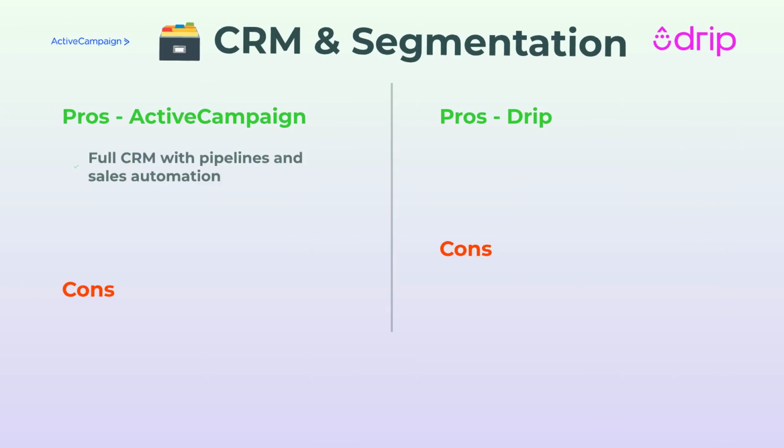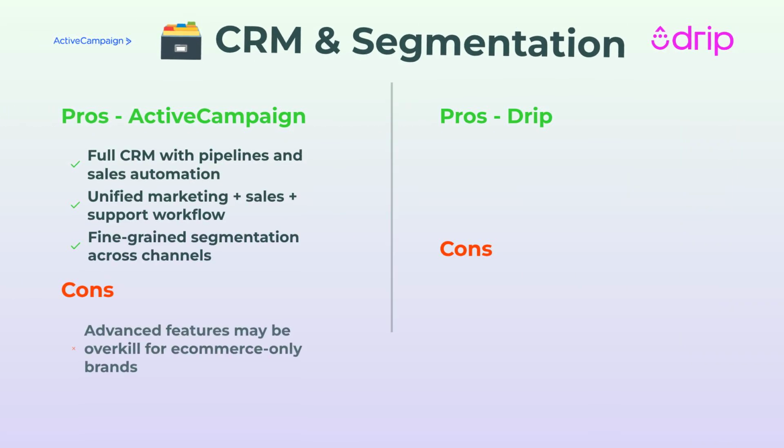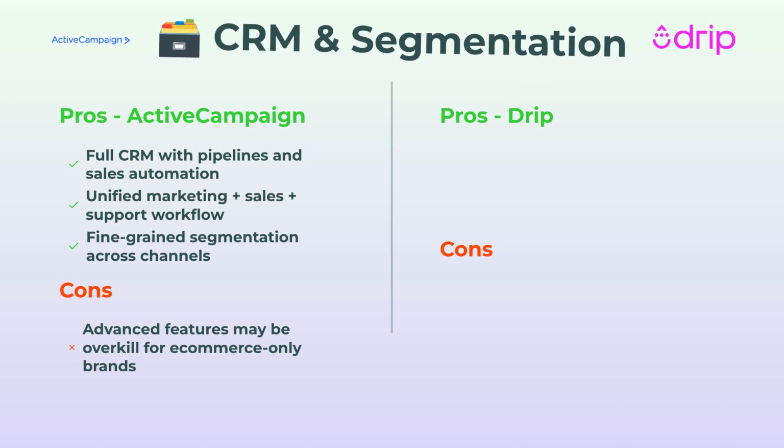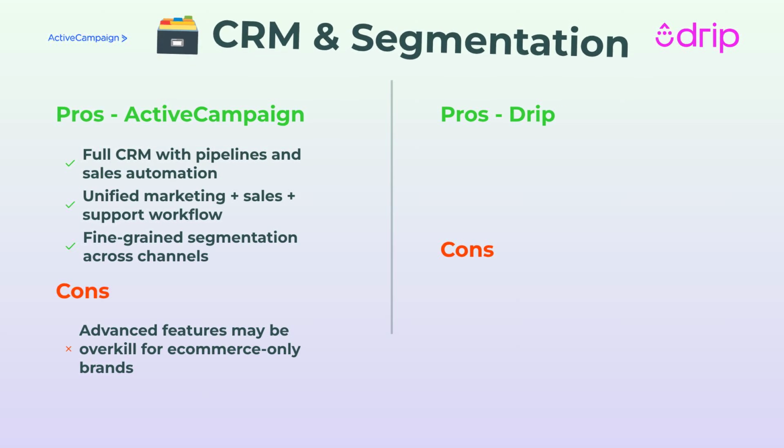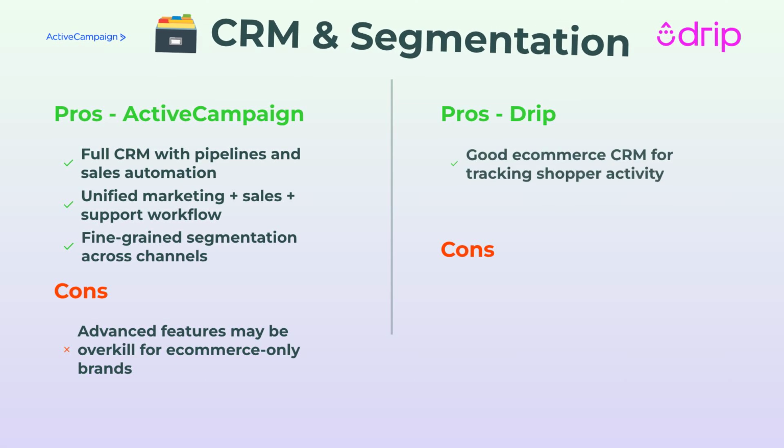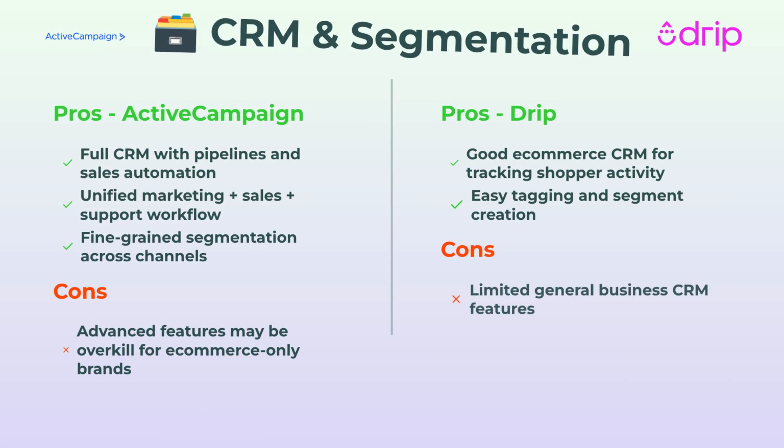On to CRM and segmentation. This is actually where things flip. ActiveCampaign tosses in a full-blown CRM system with pipelines, sales automation. It's basically a marketing, sales, and support Swiss Army knife. The segmentation is next level too, super nuanced. For e-commerce only brands though, all that heavy-duty stuff can feel like way too much.